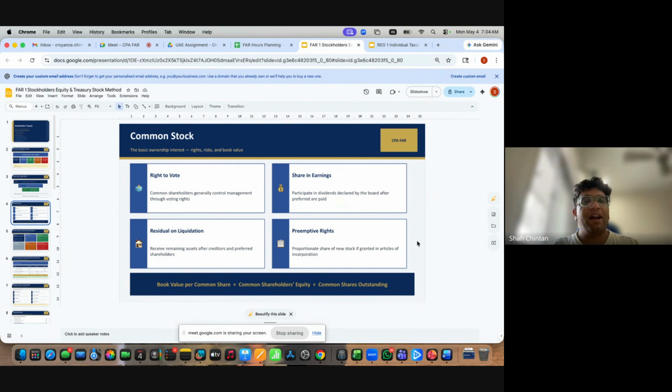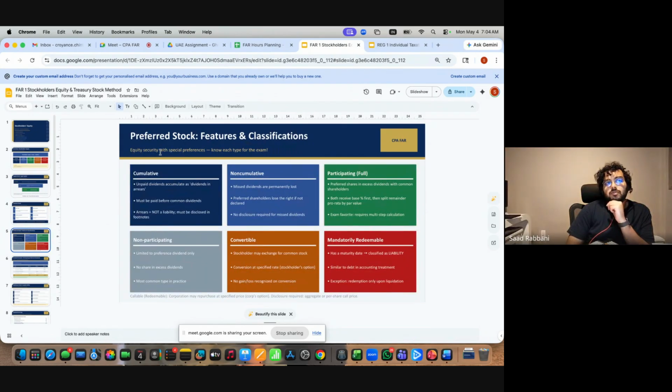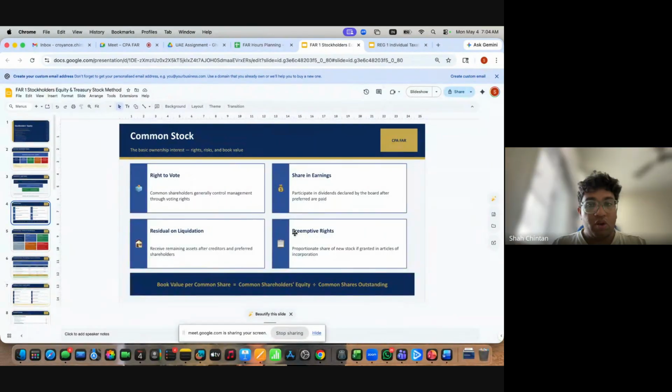You get a better right compared to other people to purchase the stock to make sure your weightage in the company remains the same. Preferred stock won't get a preemptive right. No, it's only for equity shares. These are the features only for the common shareholders.